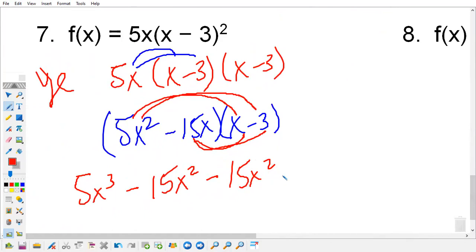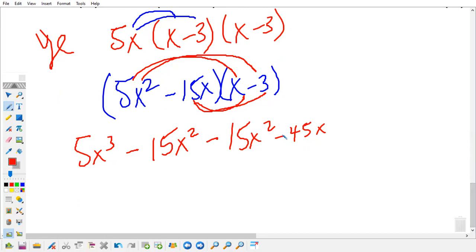Can you see now? Okay. Positive. A negative times a negative is a positive. So when I'm all said and done, I have 5x cubed minus 30x squared plus 45x.